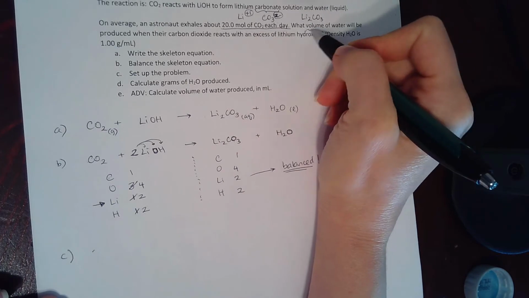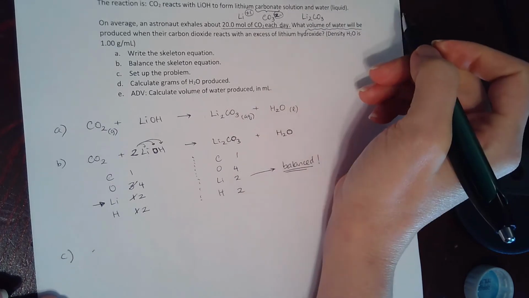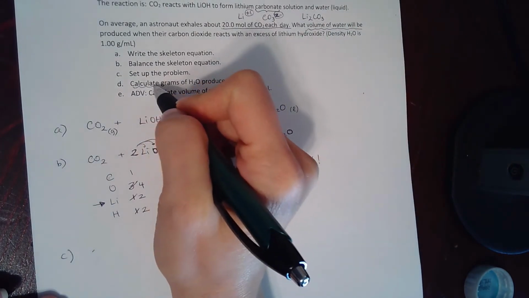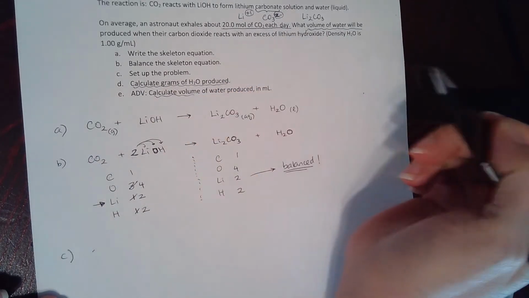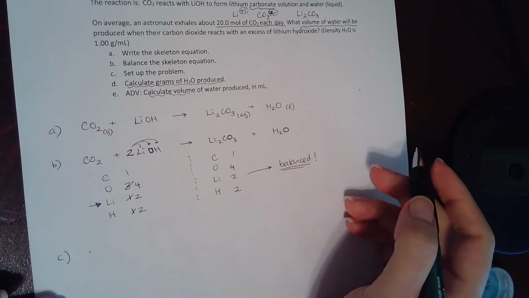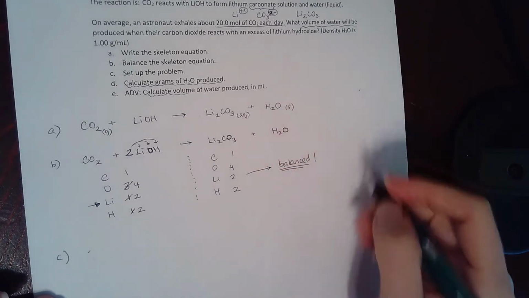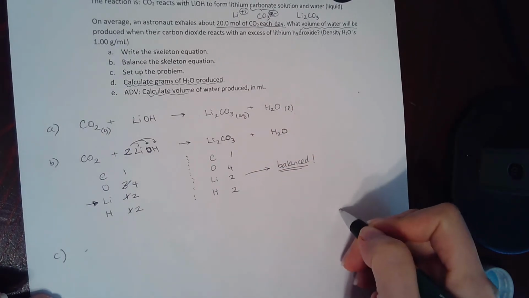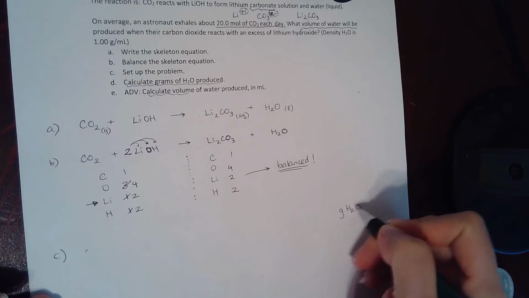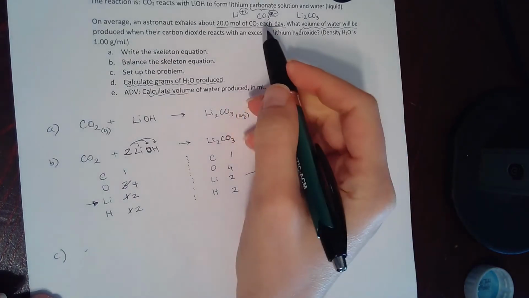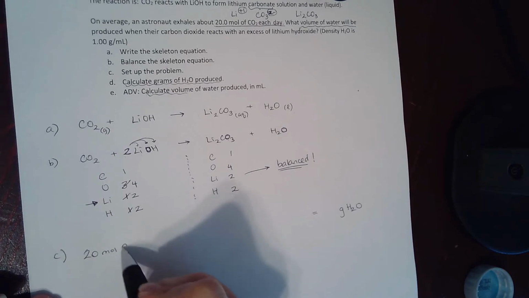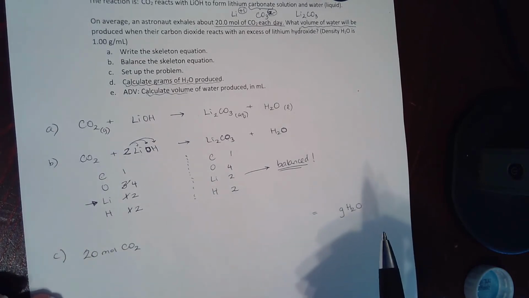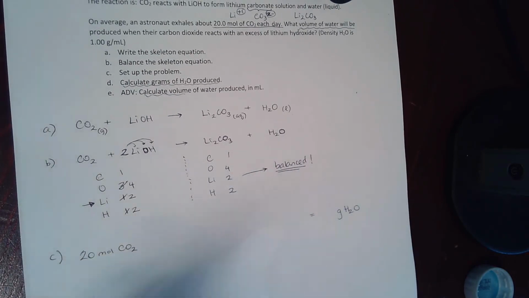What volume of water? We're going to need to find water. It tells us to calculate the grams of water produced first, and then the volume. So we want to stop at grams of water for a moment. Grams of water is our endpoint, and we're starting with 20 moles of CO2.